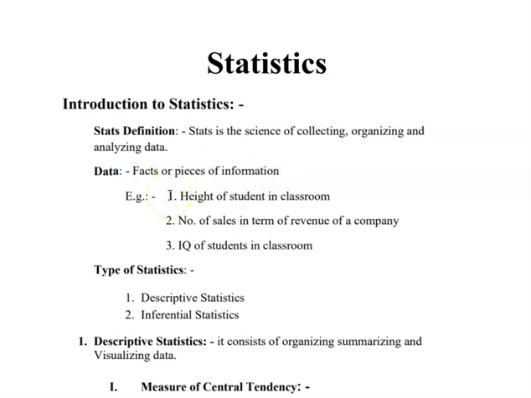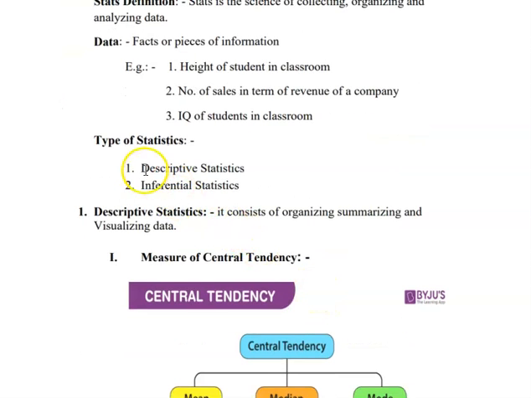So let me give a few more examples. Height of students in a classroom. Number of sales in terms of revenue of a company. IQ of students in a classroom. So statistics is basically divided into two: descriptive statistics and inferential statistics. Let us now try to understand descriptive statistics. Descriptive, describe, explain, which is nothing but an explanation about the data.